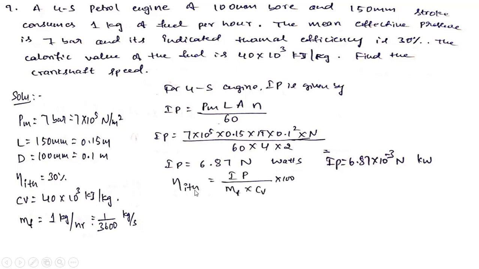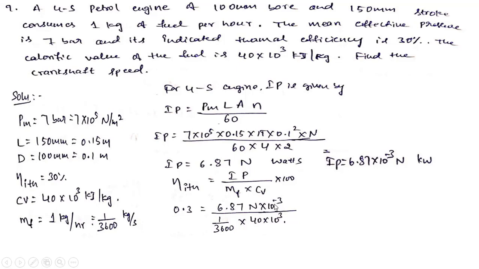Then I will make use of the formula of indicated thermal efficiency. Indicated thermal efficiency is equal to IP divided by mf into CV into 100. If you substitute 30, then multiply by 100. If you simply write 0.3, then don't write 100 here, because 30 divided by 100 is 0.3. I have substituted directly here. So IP is 6.87 N into 10^-6.